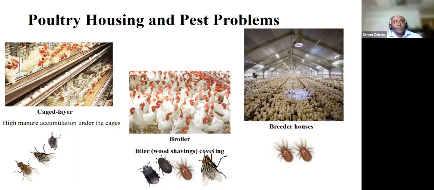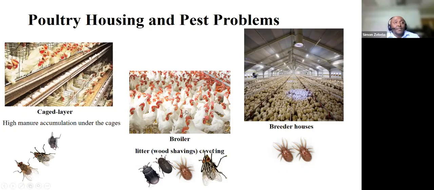Another thing I just want to touch on a little bit is that poultry housing and pest problems are always associated. For example, there are 3 types of poultry operations. Cage layer, with stacked cages where the birds live, and high manure accumulation under the cages, which is a very suitable breeding spot for houseflies mainly, though there may also be some beetles and mites too. Caged layer operations most of the time encourage a lot of flies.